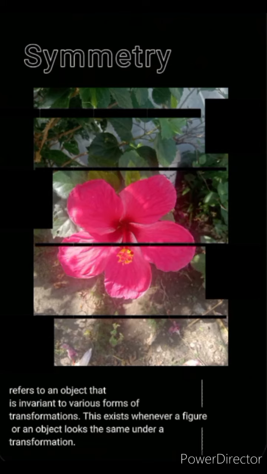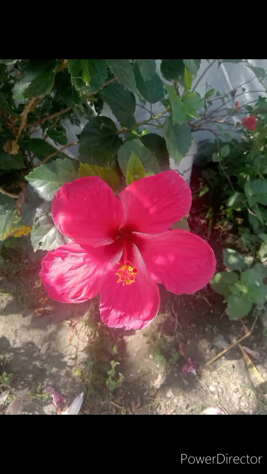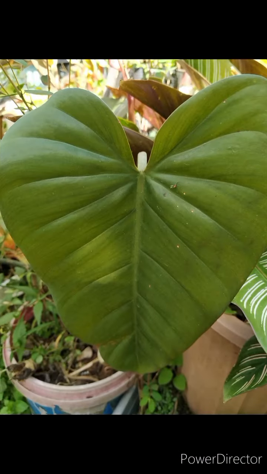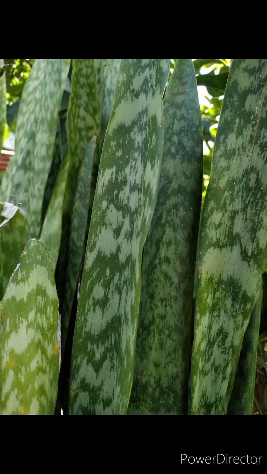First, we have symmetry. It refers to an object that is invariant to various forms of transformation. This exists whether a figure or an object looks the same under the transformation. Symmetry in every language refers to a sense of harmonious and beautiful proportion and balance. Bilateral symmetry is a symmetry in which the left and right sides of an organism can be divided into approximately mirror images or reflections of each other.